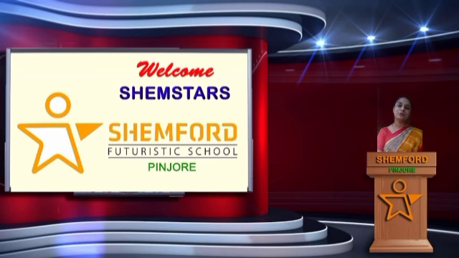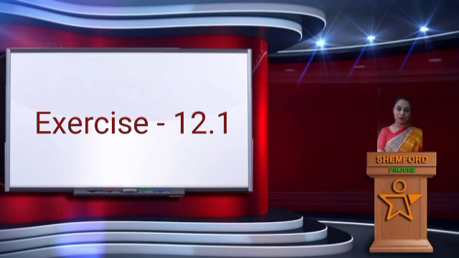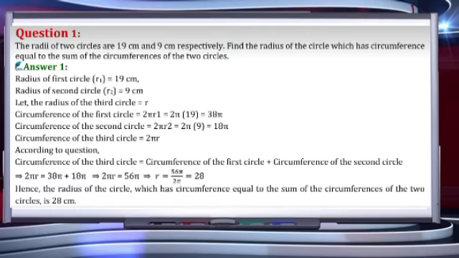Students, yesterday we started with Chapter 12 and saw its introductory part. So today we are starting with Exercise 12.1. Its first question is: the radii of two circles are 19 centimeter and 9 centimeter respectively. Find the radius of the circle which has circumference equal to the sum of the circumference of the two circles.